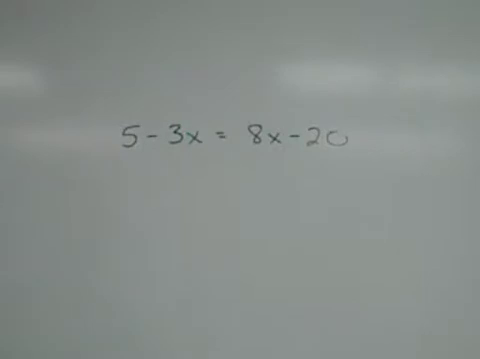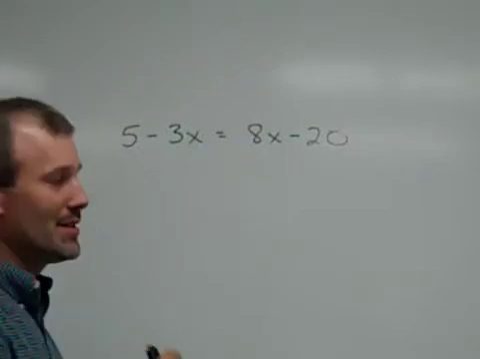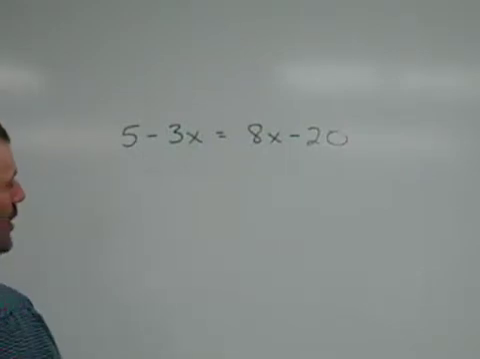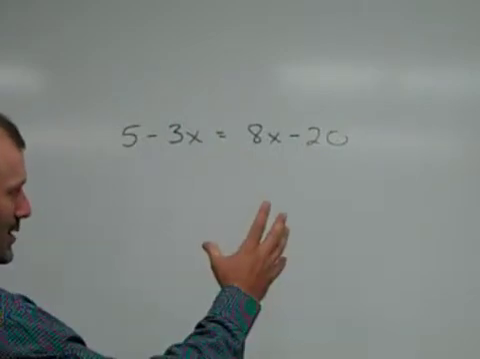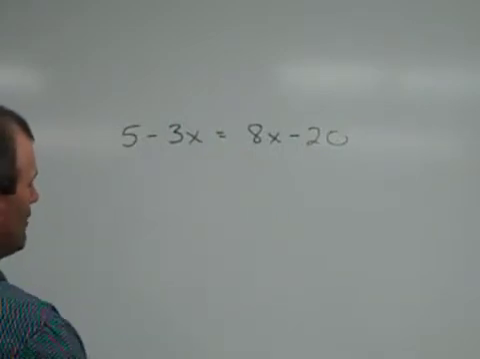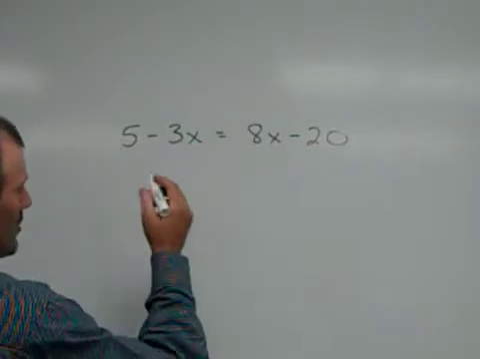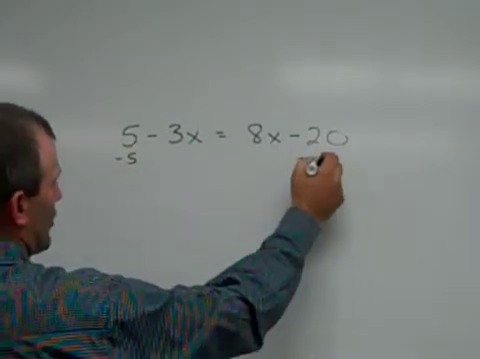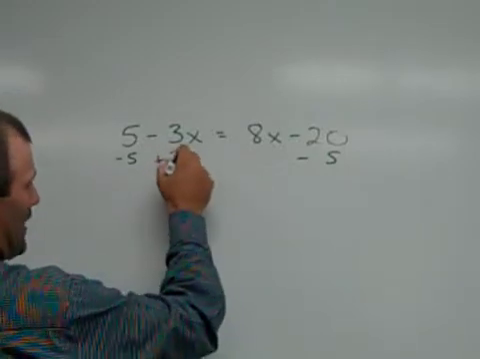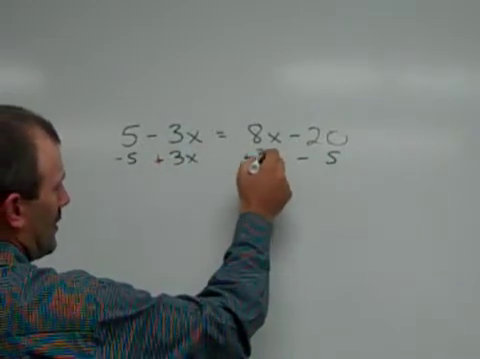For this problem, we're supposed to find the solutions of 5 minus 3x equals 8x minus 20. This is easy enough to do algebraically because this is just a linear equation. But in order to solve it graphically, what we want to do is move everything over to one side of the equation. It doesn't matter which side. So in this case, I'm just going to move everything to the right side. I'm going to subtract 5 from both sides, and I'm going to add 3x to both sides.